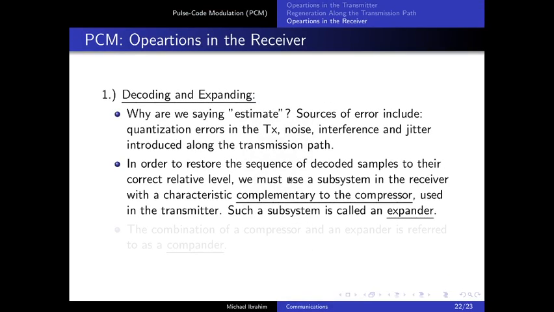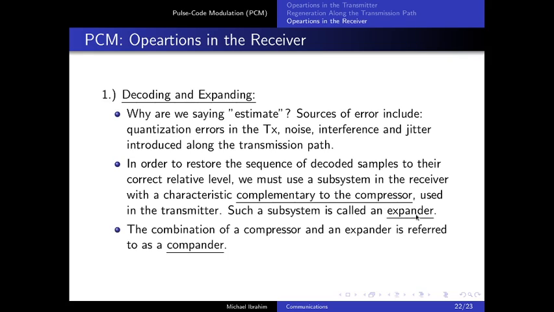So in order to restore the sequence of decoded samples, we need to use a system that has a complementary characteristic to the compressor. It's called an expander. And the combination of compression and expansion is referred to as companding. A compander or a companding process basically represents the compression happening at the transmitter and the expanding happening at the receiver.